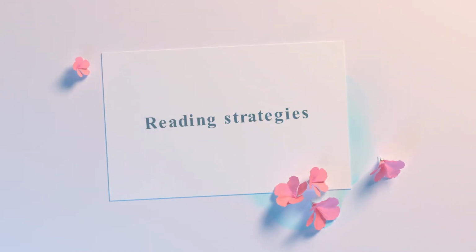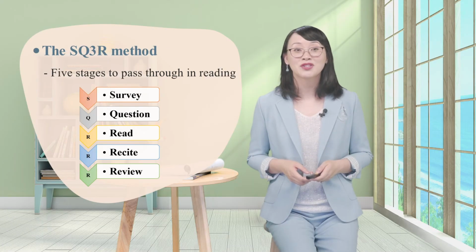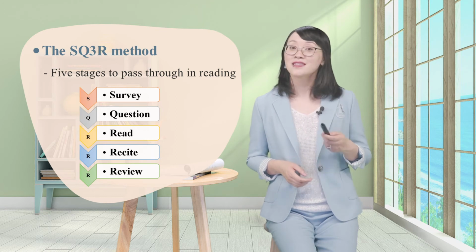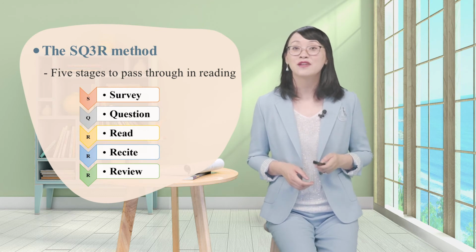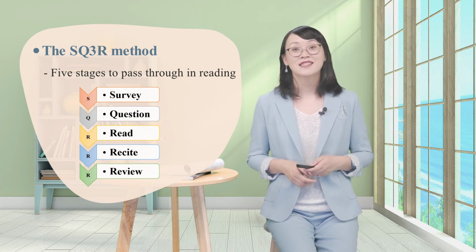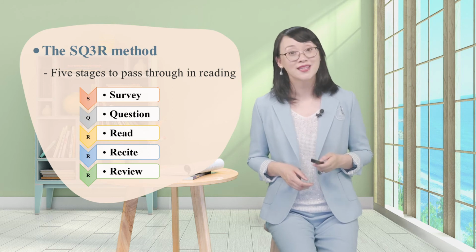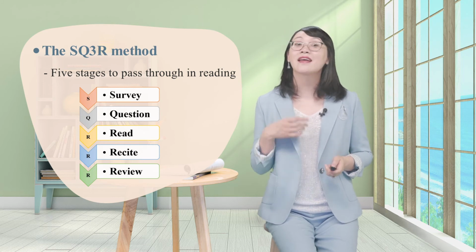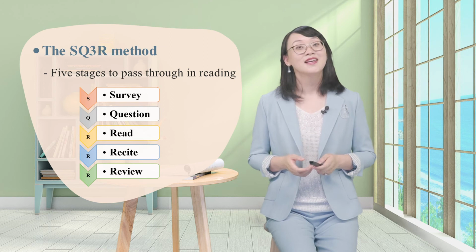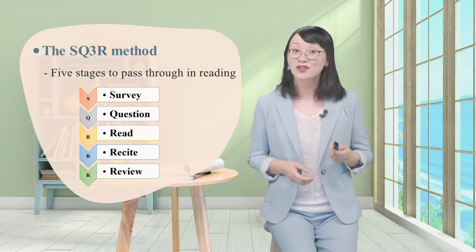Finally, in order to further clarify the reading strategies, we will introduce the SQ3R method. SQ3R refers to the 5 stages you go through in reading. It stands for survey, question, read, recite, and review. Let's see how we deal with a chapter using the SQ3R method.